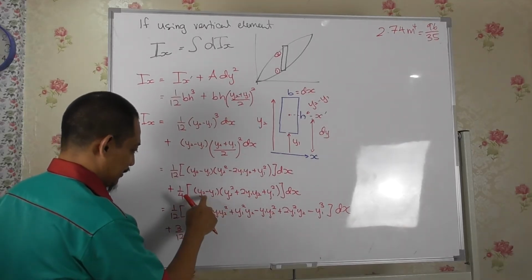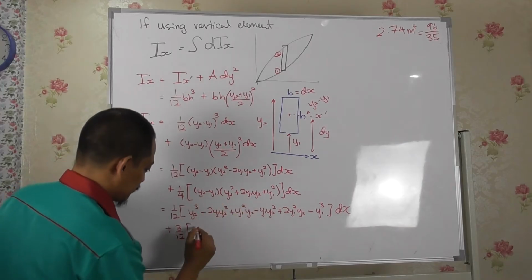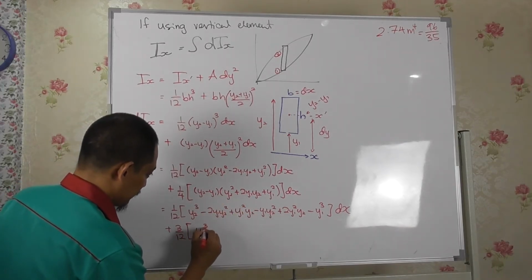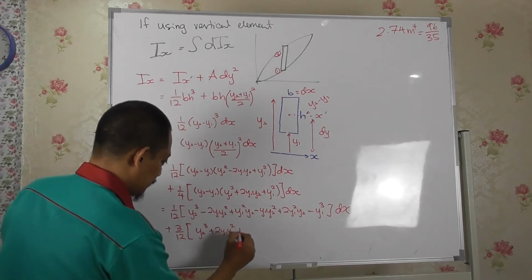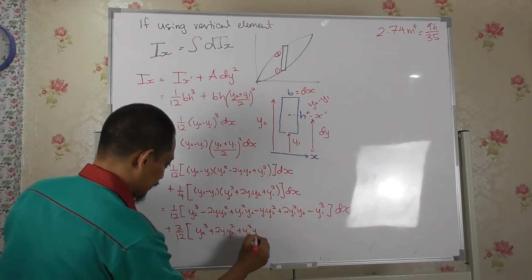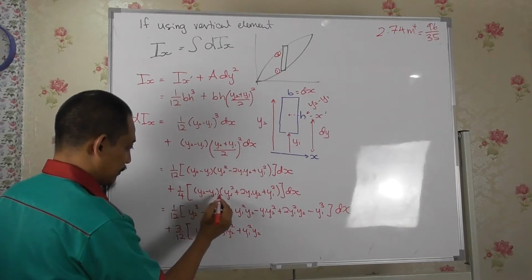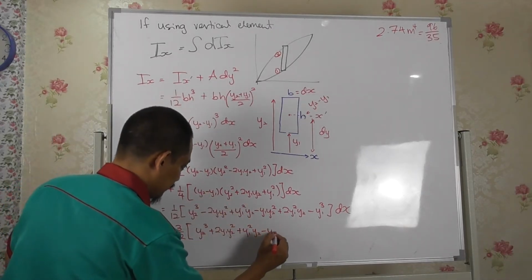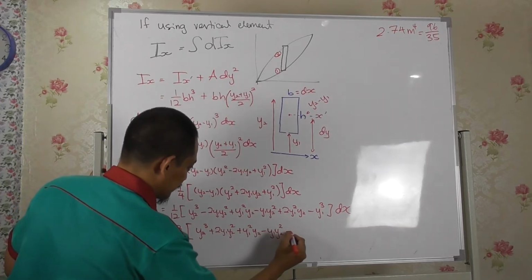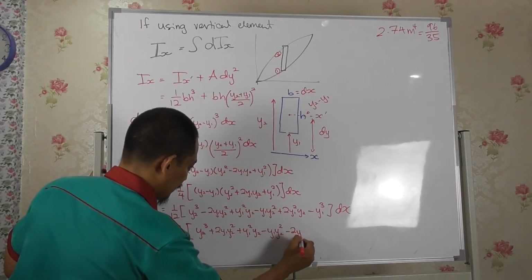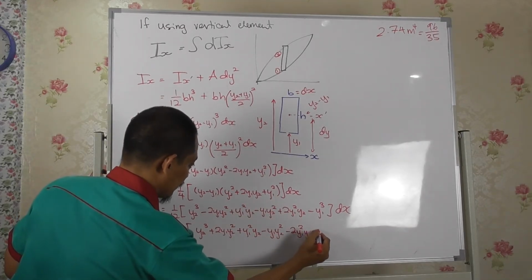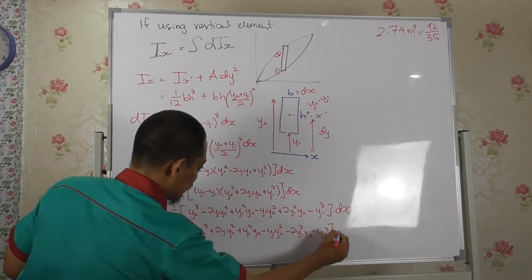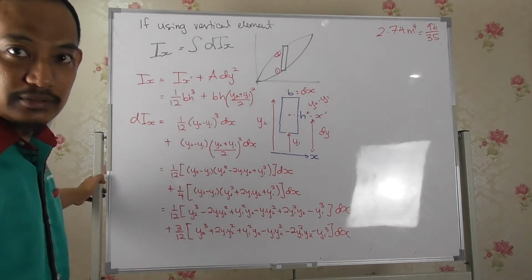Okay, this multiplied by this one. I'll multiply by y2 first, everything, so it becomes y2 cube plus 2 y1 y2 square, plus y1 square y2, then negative y1 y2 square, negative 2 y1 square y2, negative y1 cube, and then dx. Again, is it in the light?